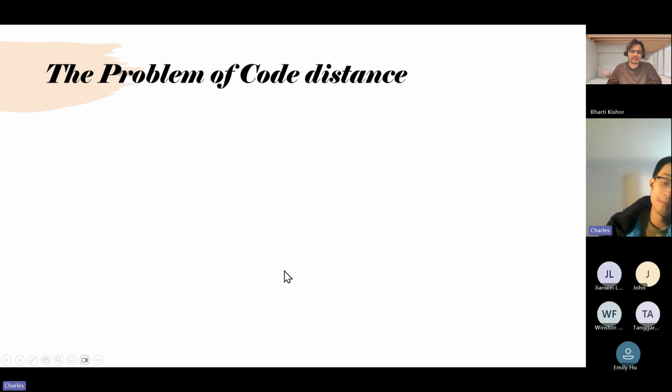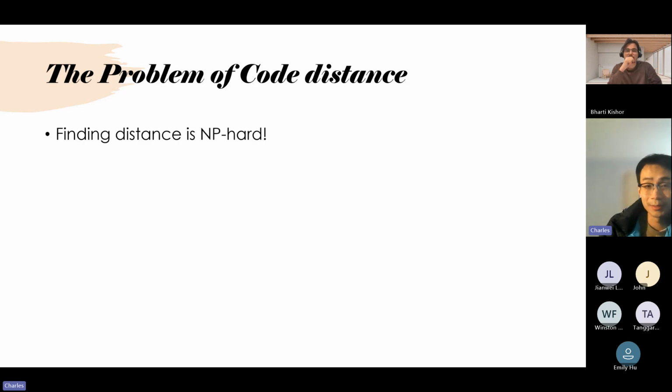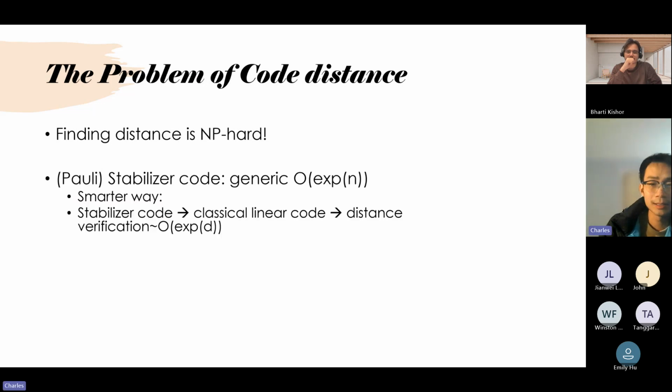Okay. But despite the fact that we can simulate stabilizer states or the Clifford operations efficiently using classical computers, finding the code distance remains NP hard. And this is the case for Pauli stabilizer codes, right? So for generic Pauli stabilizer codes, you take at random, finding its code distance is going to be exponential in the number of qubits. But there's a smarter way of doing this, right?